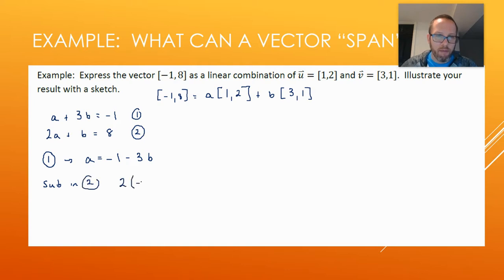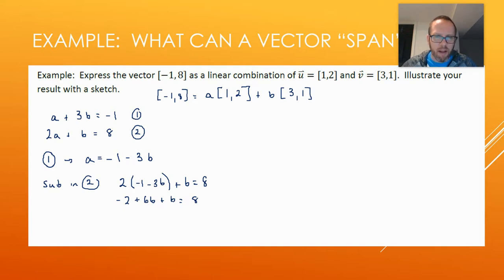Getting 2 times (-1 minus 3B) plus B equals 8. So this is just solving linear systems. You guys did this in grade 10. Hopefully you did some prerequisite work and brushed up on those skills. This is a skill we're all just expected to have in our math toolbox at this point.